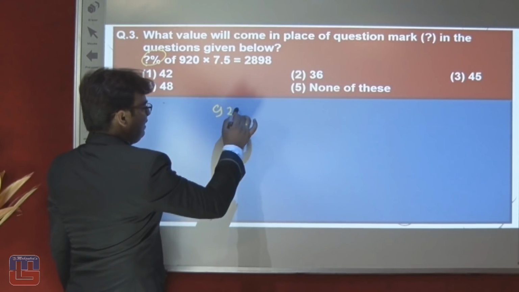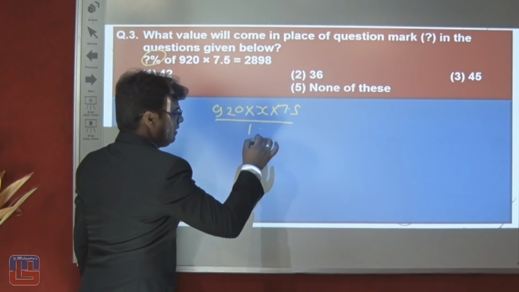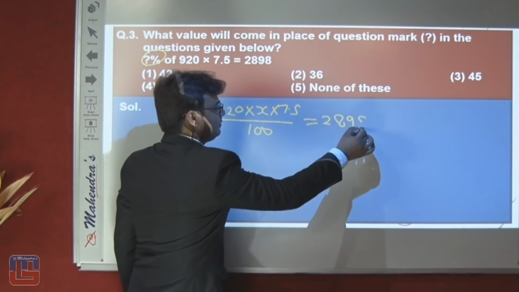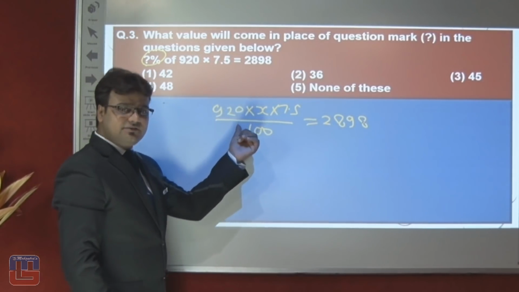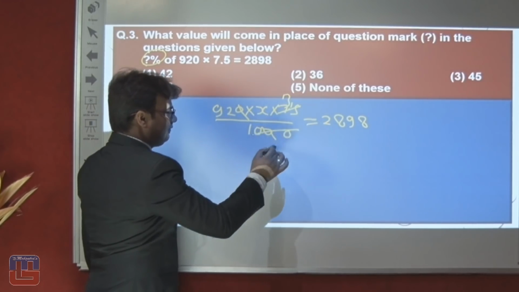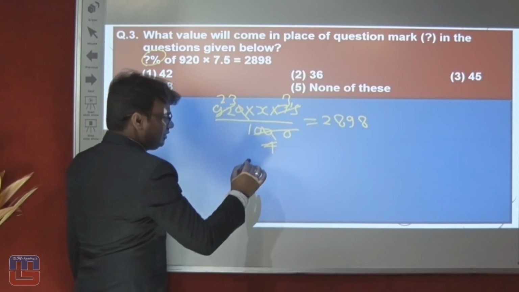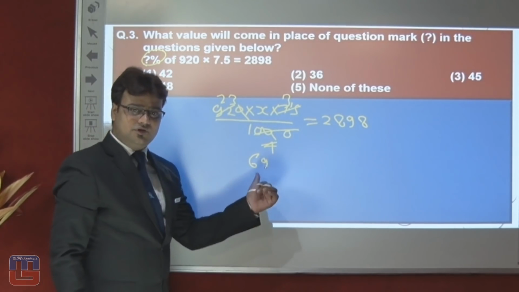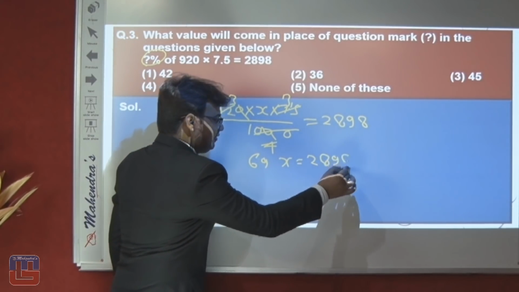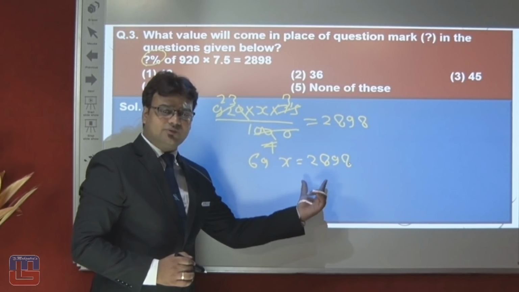We write it this way: 920 into x, suppose that, into 7.5 divided by 100 is equal to 2898. We simplify this, then we easily get the zeros cancelled. 25 threes are 75 and 25 fours are 100, that means we cancel 4 and get 23. 23 threes are 69. So 69 into x is equal to 2898. That means x is equal to 2898 divided by 69.